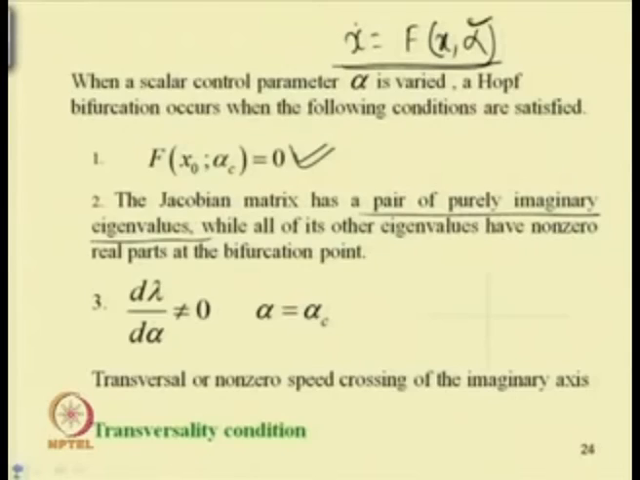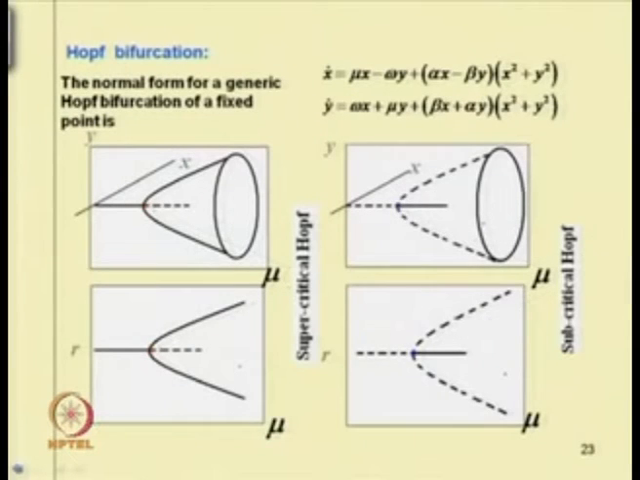In this case, let us take the generic form of the Hopf bifurcation. The normal form or generic form of the Hopf bifurcation can be given by this equation: x dot equal to mu x minus omega y plus alpha x minus beta y into x square plus y square, and y dot equal to omega x plus mu y plus beta x plus alpha y into x square plus y square. Let us take this example and check.